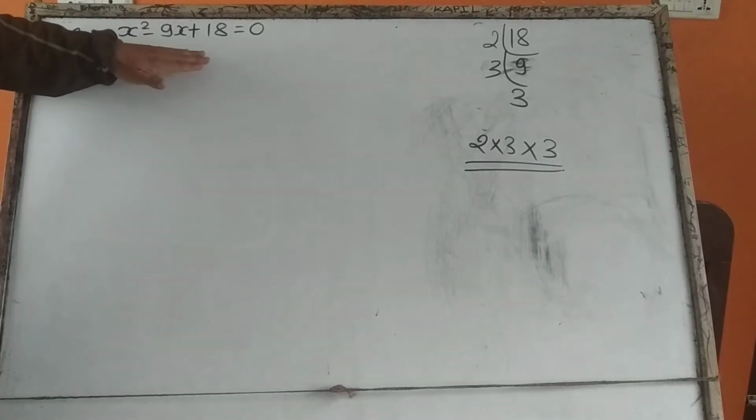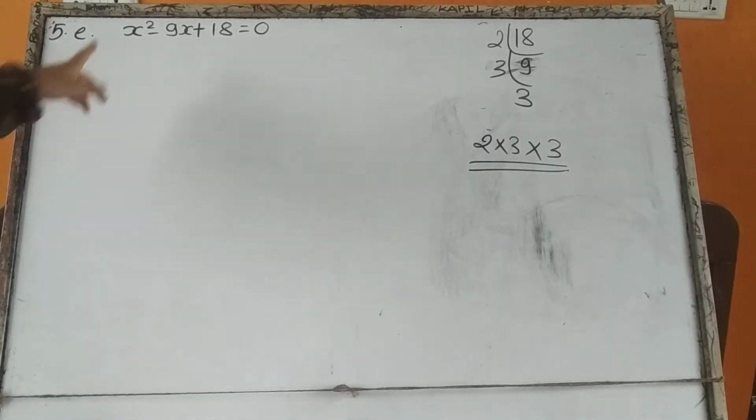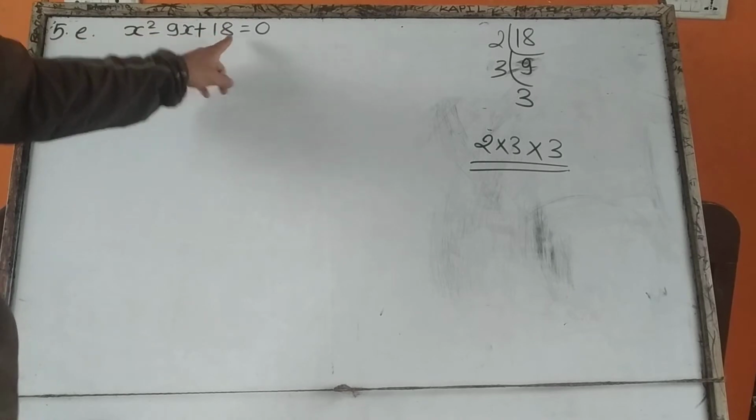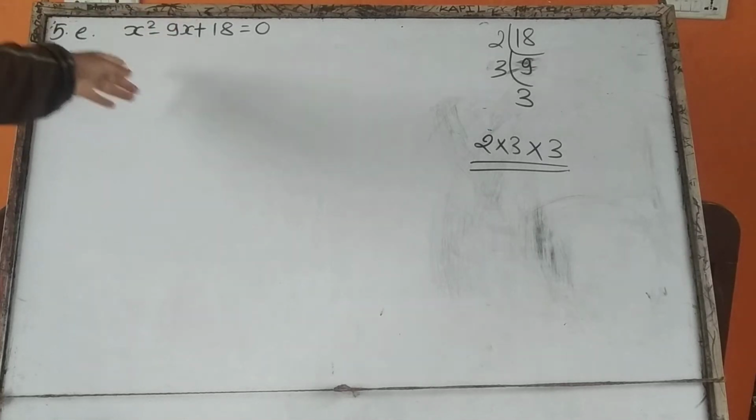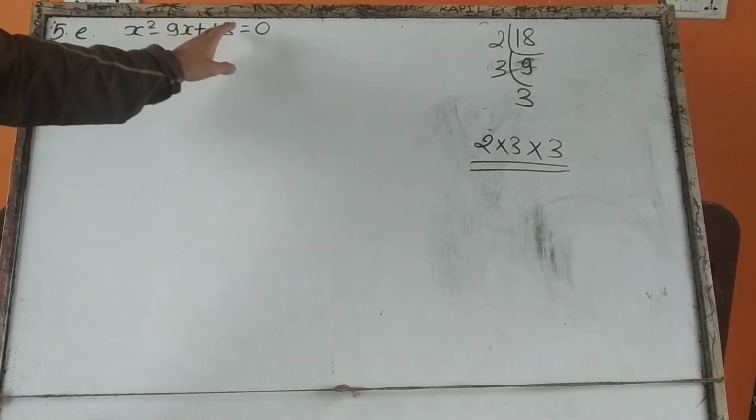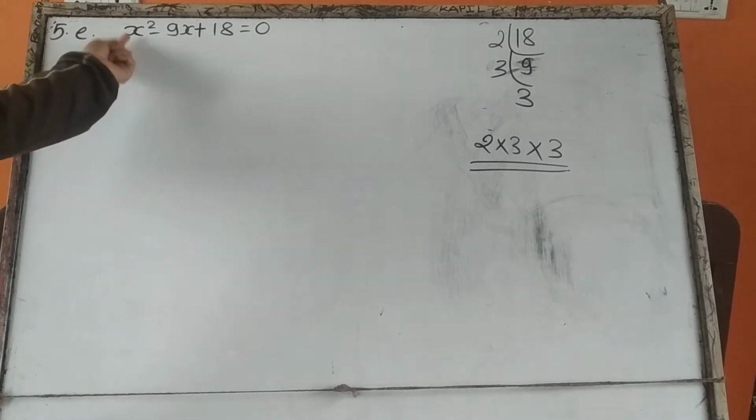This is the perfect example of the quadratic equation: x square, x and number. This kind of equation is called the perfect quadratic equation. It is perfect because it has x square, x and number.